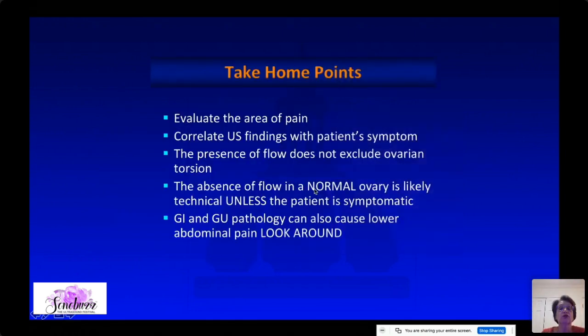So the take-home points are: always evaluate the area of pain, because the indication may not always be appropriate. Correlate the ultrasound findings with the patient's symptoms. The presence of ovarian flow does not exclude ovarian torsion. And if there is no flow in a normal-size, normal-appearing ovary, it's likely technical unless the patient is very symptomatic. And remember that because GI and GU pathology can also cause lower abdominal pain, always remember to look around at all the other organs adjacent to the GYN organs.